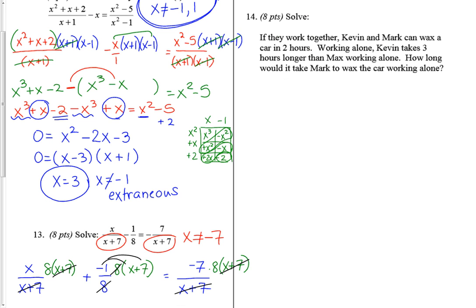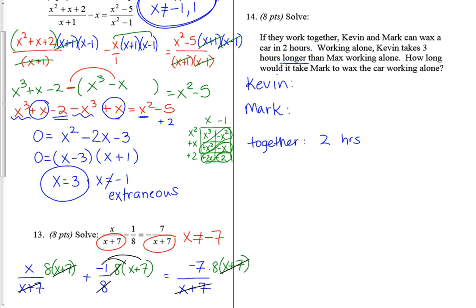Okay, we only have one problem left, and it's a word problem. So let's start out. It says, if they work together, Kevin and Mark can wax a car in 2 hours. So let's write that down. Together is 2 hours. Working alone, Kevin takes 3 hours longer than Max working alone. How long would it take Mark, oh, I changed the name, Max became Mark, to wax the car working alone? Sorry. So I've got Kevin, and I've got Mark, or Max, whatever you want to call him.